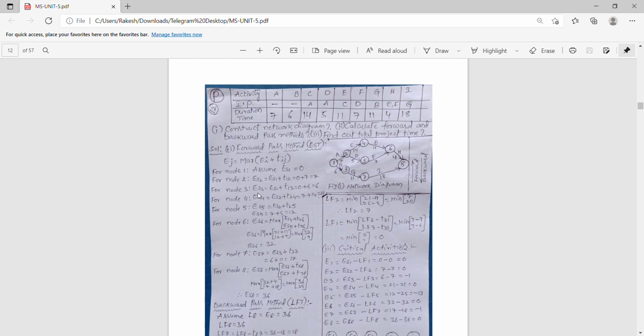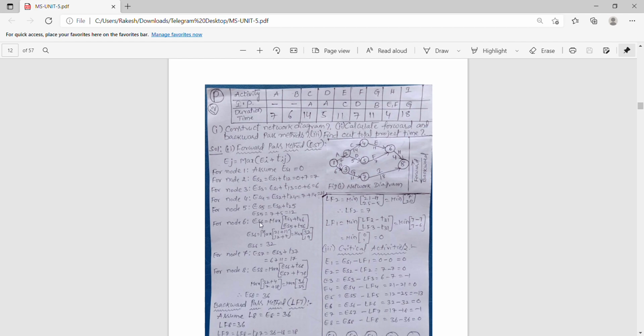Next, earliest starting of 3. Similarly, earliest starting of 3 is earliest starting of 1 plus time taken from 1 to 3. Next, earliest starting time of 4. For 4, we have to see the earliest starting time of 2 plus time taken from 2 to 4. Similarly for 5 also.